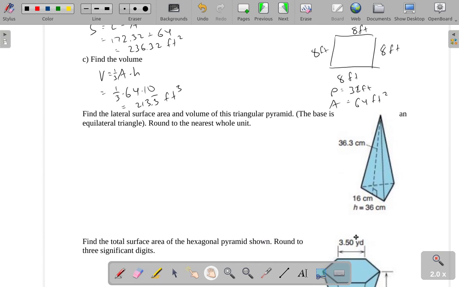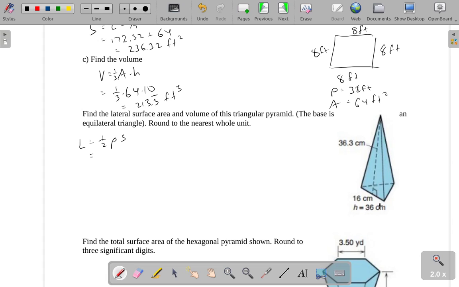Find the lateral surface area and volume for this triangular pyramid. We're told the base is an equilateral triangle. And then I want to round this to the nearest whole unit. Okay, so first off, the lateral surface area. We're generally calling that L. Since we're dealing with a pyramid, we know the lateral surface area is 1/2 times the perimeter of the base times the slant height. So I'm just pulling that directly from a formula.